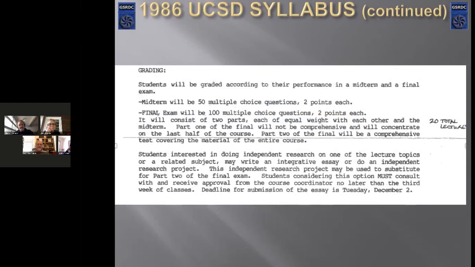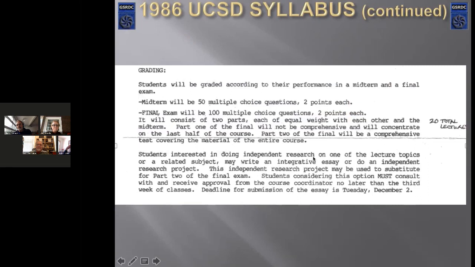So ignore the grading here. There were about 20 total lectures by invited speakers from the physical sciences all the way through the biological, from the molecular level to the organism level, all the way to human civilizations. But look at that last paragraph, because this didn't turn out to happen.